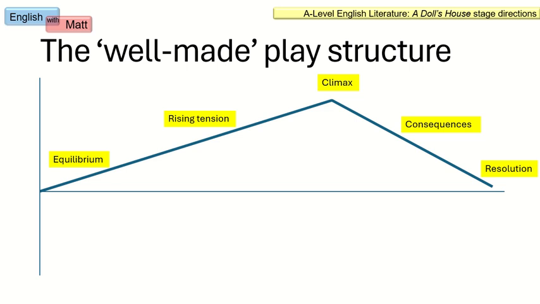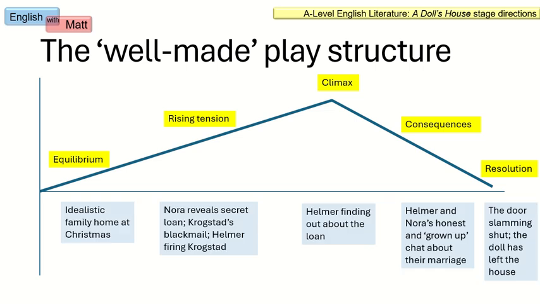But even in Act 1, the entrance of Mrs. Lind, of course, prompts Nora to reveal her secret about the loan. And that begins to increase the tension here. Then we have the climax, the consequences of that climax, and then the resolution. So linking this specifically to A Doll's House, very briefly, of course, you have the idealistic family home at the beginning. You have the loan issue, the blackmail, Helmer firing Krogstad, or that's at least his intention now that he's in charge of the bank, because he's already promised that job to Mrs. Lind, remember. The climax is undoubtedly Helmer finding out about the loan and his initial shock and disgust.